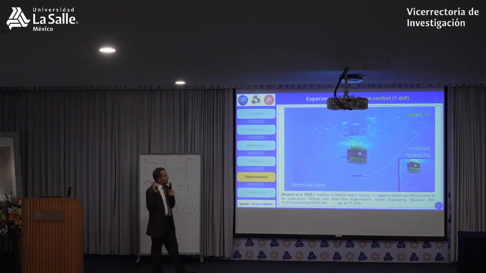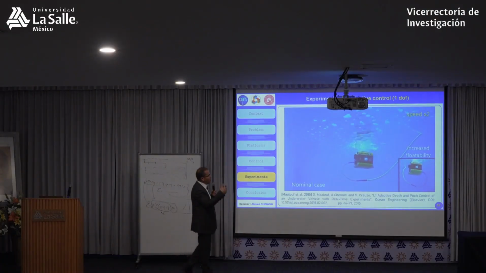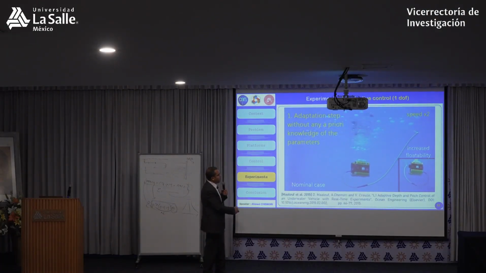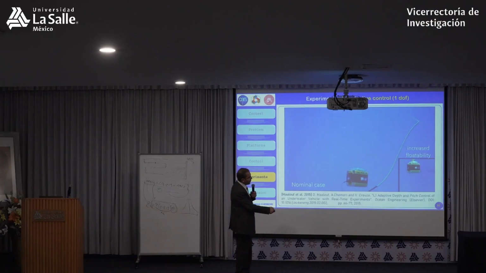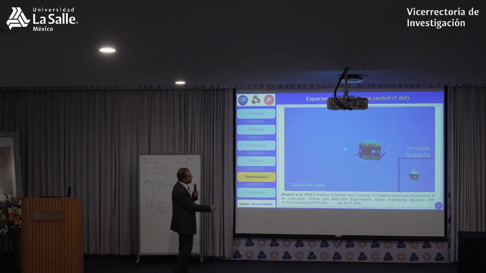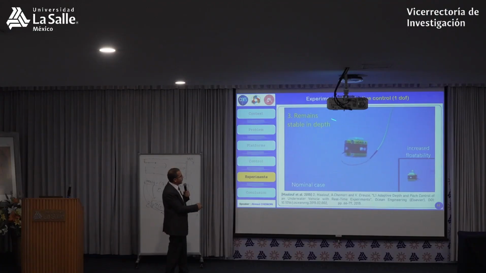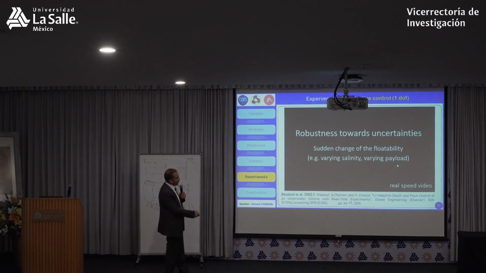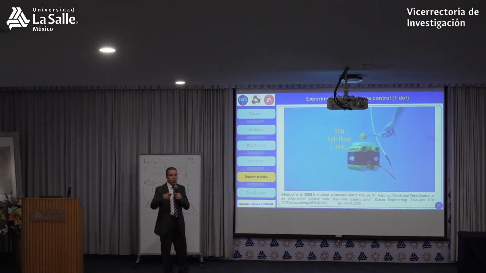Then here is the adaptive control. We tested it on this underwater vehicle UCAT for 1 degree of freedom. We control just depth, and we try different situations. This is the nominal case. This is increased buoyancy. So we attach a floater here to increase the buoyancy to test the robustness of the controller. And we can see that the convergence is very stable in both cases. And we have another scenario where in real time we remove the ball.